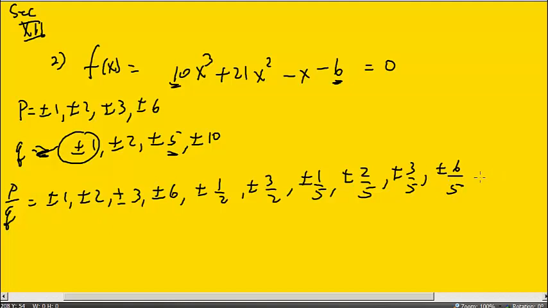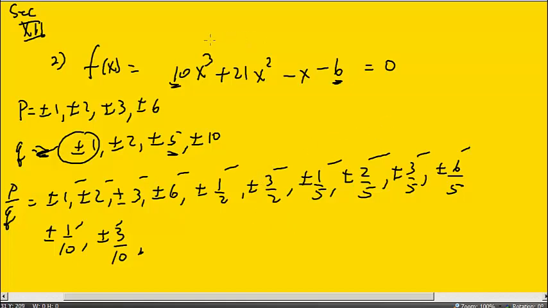And then last thing is I got to put 10 underneath each one of those, so plus or minus 1/10, and then plus or minus 2 over 10, which is the same thing as 1/5, so I already have that, plus or minus 3 over 10, and then finally plus or minus 6 over 10, and that reduces to 3 over 5, and I already have that. So my options are 1, 2, 3, 4, 5, 6, 7, 8, 9, 10, 11, 12. I have a total of 24 choices to start.